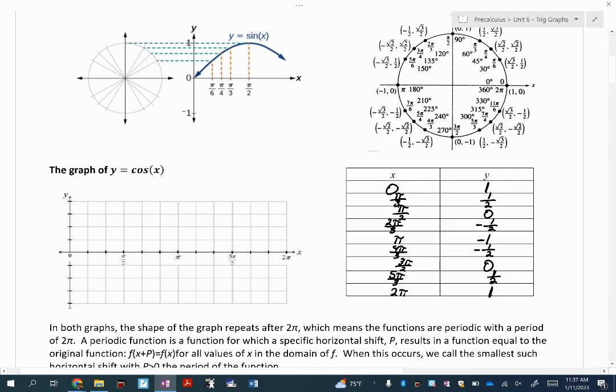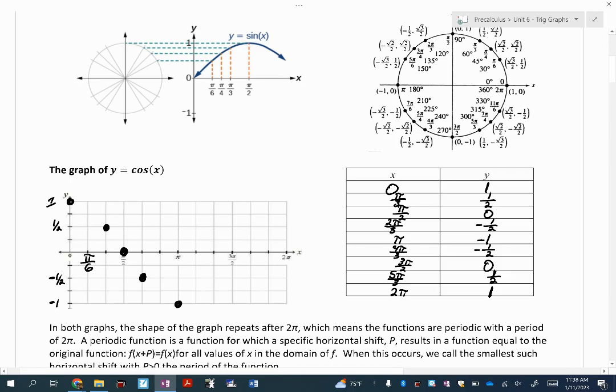All right, so let's do the same thing. Remember, each of these tick marks is pi over 6. So the second one would be 2 pi over 6, or pi over 3, which we'll graph in a moment. So 0, 1. Pi over 3 now, 1/2. Pi over 2, 0. Then we're going to have 2 pi over 3, which is going to be this next one. And then we have pi, which is negative 1.